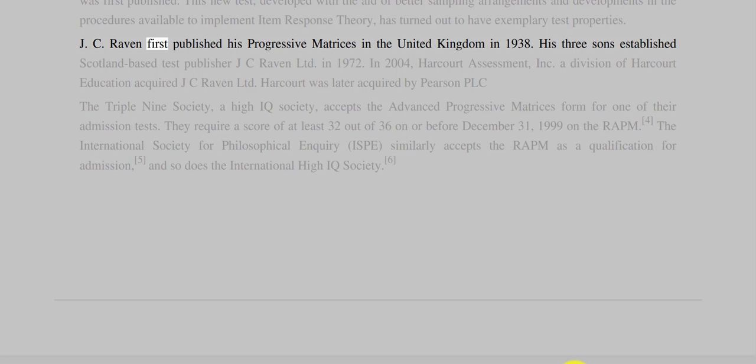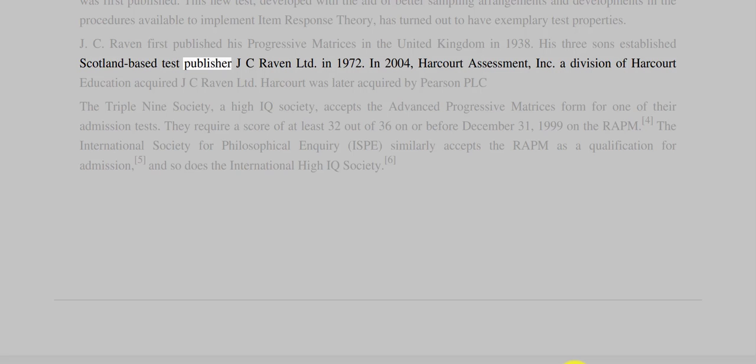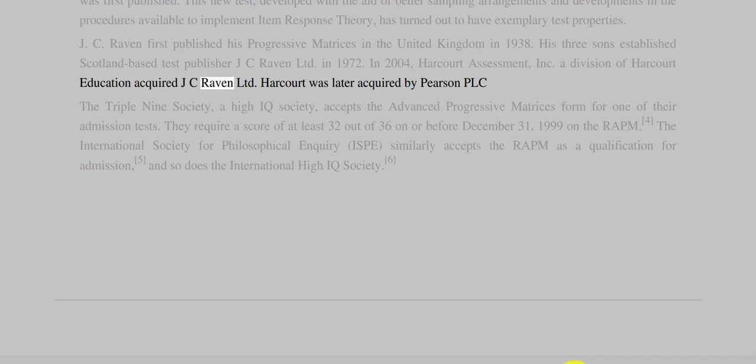J.C. Raven first published his progressive matrices in the United Kingdom in 1938. His 3 sons established Scotland-based test publisher J.C. Raven Limited in 1972. In 2004, Harcourt Assessment Incorporated, a division of Harcourt Education, acquired J.C. Raven Limited. Harcourt was later acquired by Pearson plc.